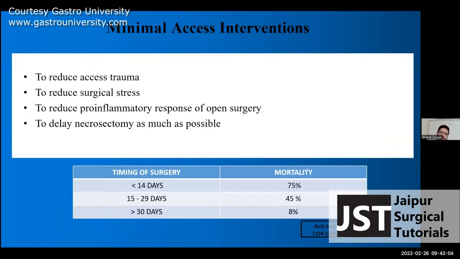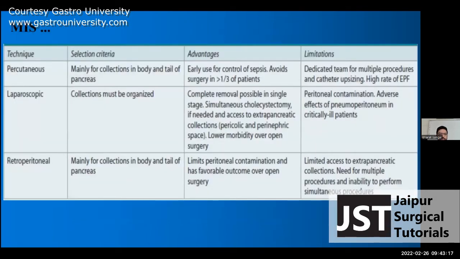Now the advent of minimal access interventions was to reduce access trauma, to reduce the surgical stress and the pro-inflammatory response, and also to delay open surgeries as much as possible. There are various methods. Firstly, we had discussed the percutaneous, another was laparoscopic.